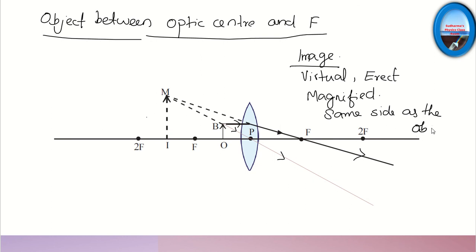Same side as the object. These are the characteristics of the image formed by a convex lens when the object is kept between the optic center and the focus. So this is the only case where a convex lens forms a virtual image. And remember, it's a virtual magnified image.